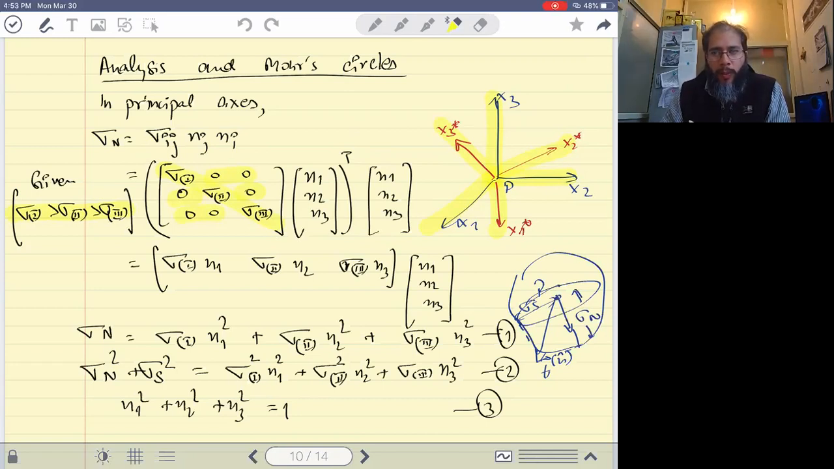So what we'll do now is we'll work in the red coordinate system because it's our choice. I mean, we can always work in the coordinate system of our choice as long as we can transform all the vectors in that coordinate system.